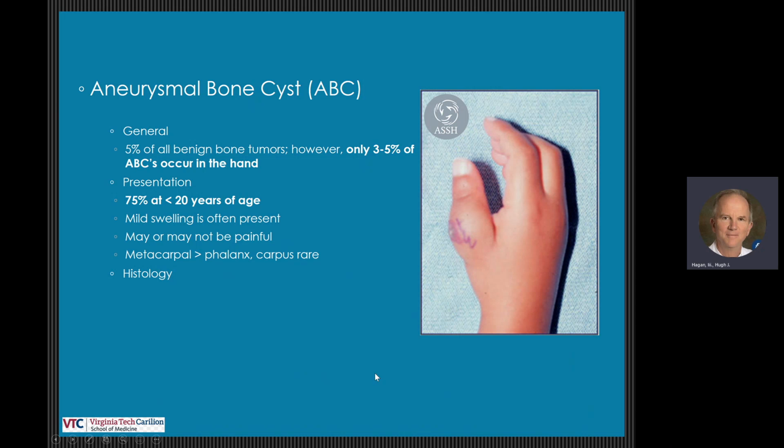And the metacarpal location is more common than the phalanx, as opposed to the enchondroma, where the proximal phalanx is more common than the metacarpal. But as in the enchondroma, it's rare in the carpus.